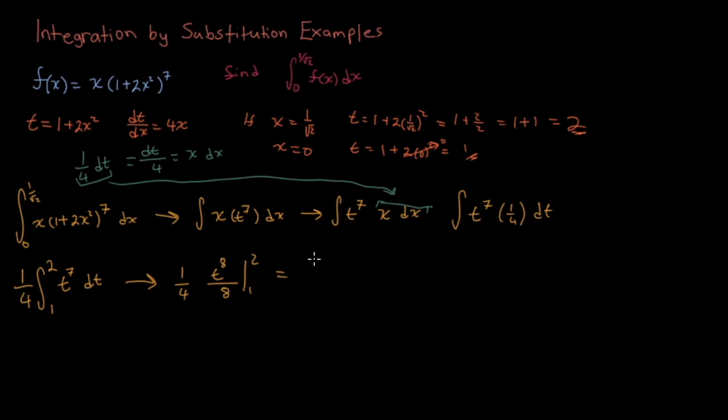We get t to the power of 8 over 32 on the interval from 1 to 2. Putting in our numbers, that gives us 2 to the power of 8 over 32 minus 1 to the power of 8 over 32. Punching that into your calculator will give you a number that's approximately 7.97. And that is the answer to this definite integral.